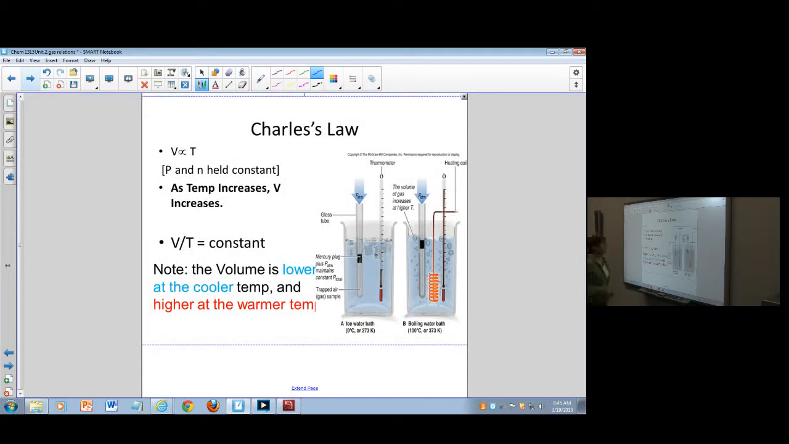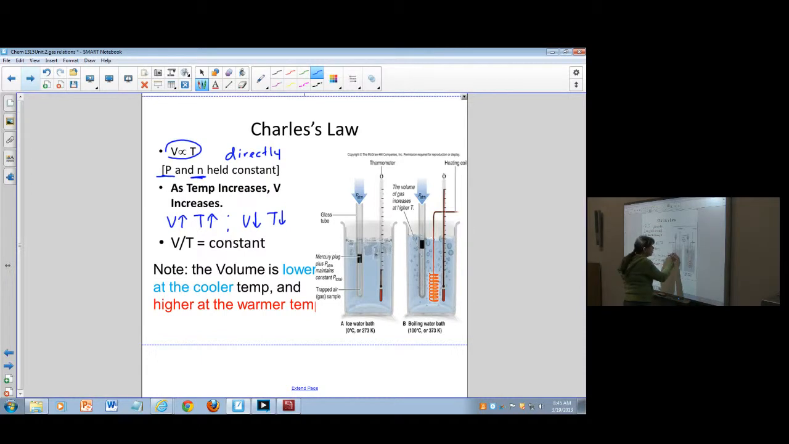All right, the second relationship is Charles's law, and that's considering volume and temperature. In this case, we're going to hold the pressure and the amount constant. The way this works out is they are directly proportional. And therefore, if the volume increases, I expect the temperature to increase, or if the volume decreases, I expect the temperature to decrease. So when you're doing Charles's law problems, you should stop and say, what do I expect to happen before I answer the question?